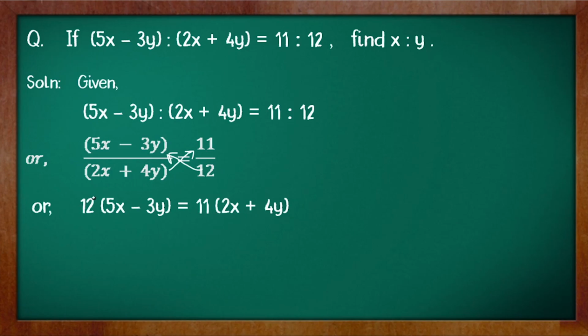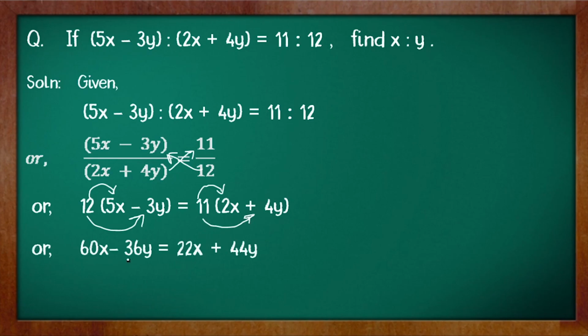So opening the bracket by multiplying with 12, 12 into 5 and 12 into 3, and here also 11 into 2 and 11 into 4. So we get 60x minus 36y. Every time we multiply the numbers, we need to multiply their signs also. So 12 5s are 60, plus into plus is plus, 12 3s are 36, plus into minus is minus. 11 into 2 is 22x, plus into plus is plus, 11 into 4y is 44y, plus into plus is plus. So this is what we get after opening the bracket.